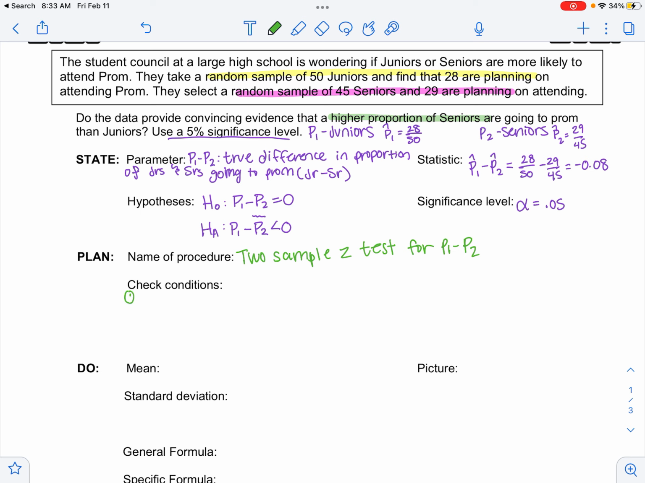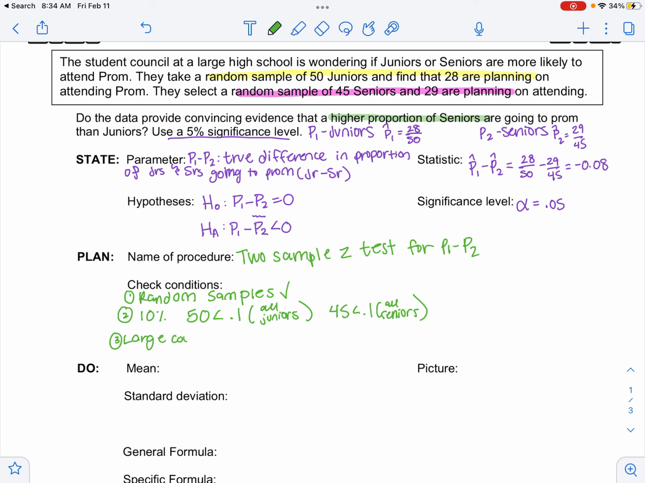The first one being random, which we know from the problem, it states that we have random samples taken. The second one is the 10% condition, which is that our sample sizes are less than 10% of the population. So 50 is less than 10% of all juniors, and 45 is less than 10% of all seniors. And then the last one is large counts.